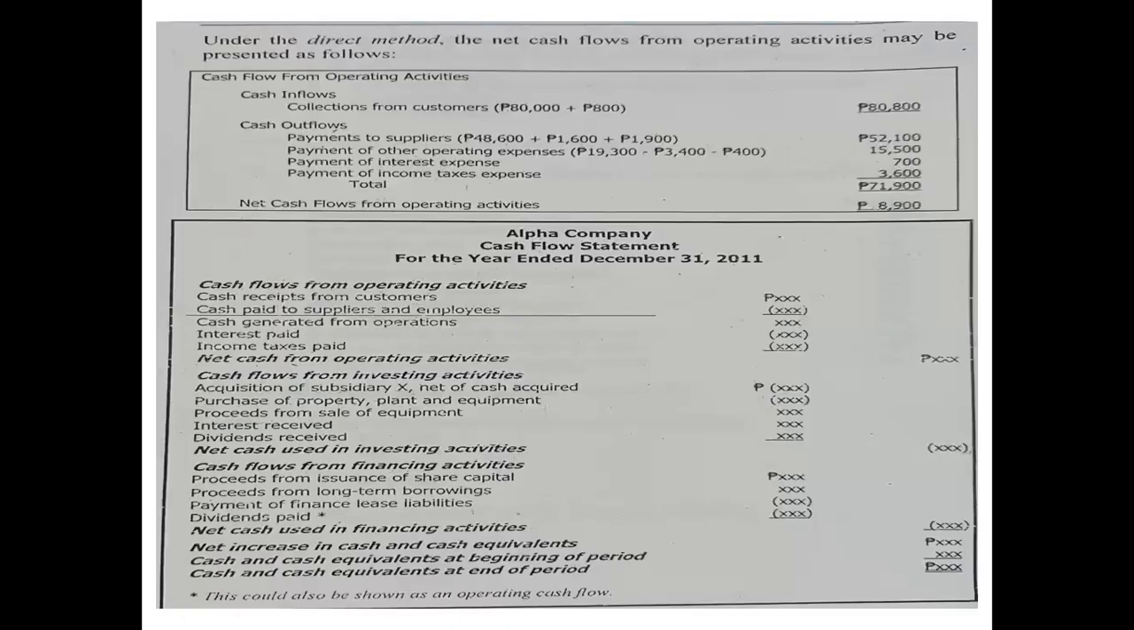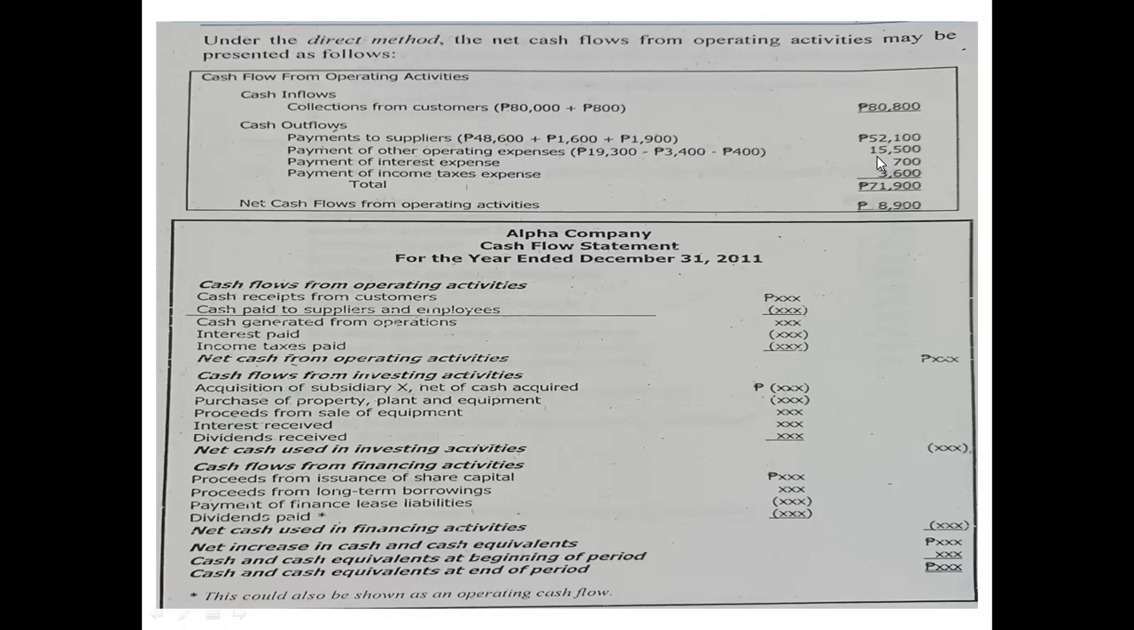So under the direct method, the net cash flows from operating activities may be presented as follows. We have here cash flows from operating activities, cash inflows. So collections from customers, 80,000 plus 800, that's 80,800. Cash outflows, payments to suppliers, 48,600 plus 1,600 plus 1,900. That's 52,100. Payment of other operating expenses, that's 19,300 minus 3,400 minus 400.